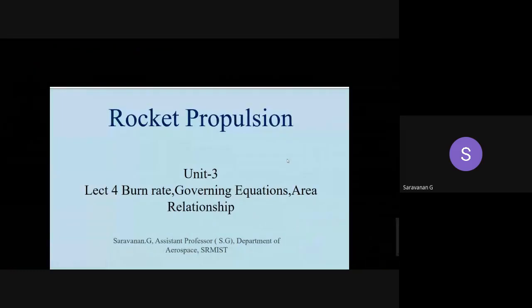Good morning, all. Today's class, unit number 3, lecture number 4, is on burn rate, governing equations, and the area relationship related to a solid propellant rocket motor.